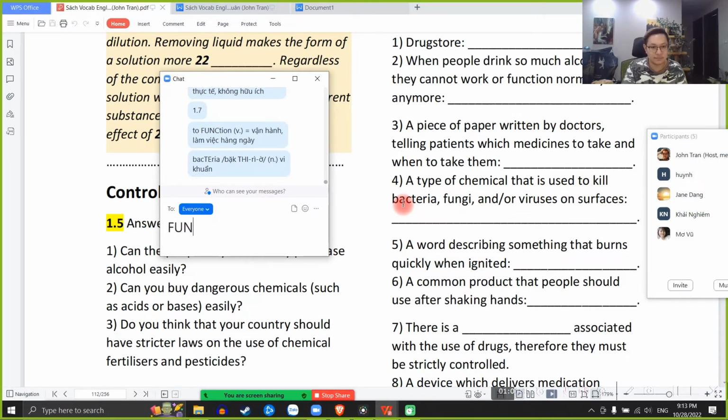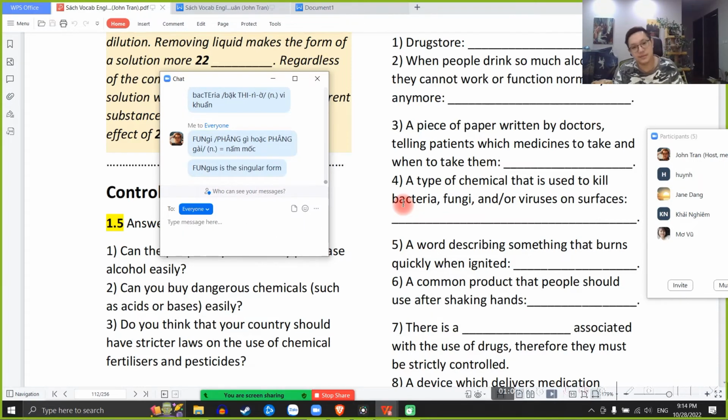Fungi. Có hai cách đọc là fungi. Fungi hoặc là fungi. Số nhiều của chữ nấm mốc. So fungus is the singular form. Dạ, số ít của chữ fungi á các bạn. Fungus là số ít của nó, fungi số nhiều.